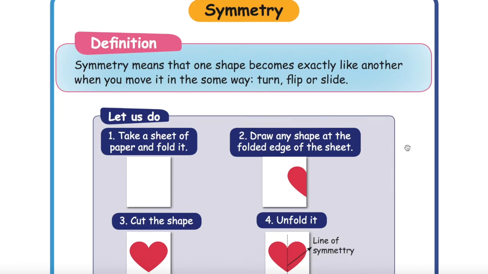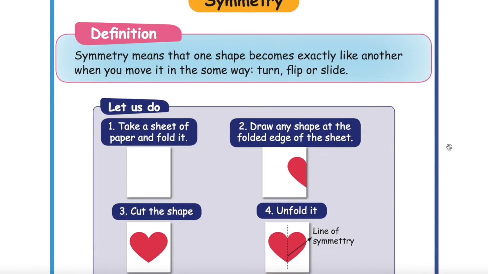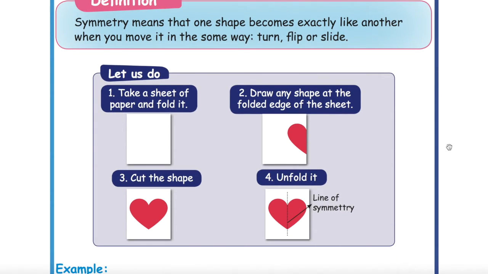Symmetry means that one shape becomes exactly like another when you move it in the same way: turn, flip, or slide. Take a sheet of paper and fold it. Draw any shape at the folded edge of the sheet like this. Cut the shape. If you cut the shape, then a heart will form. Unfold it. This is the line of symmetry.